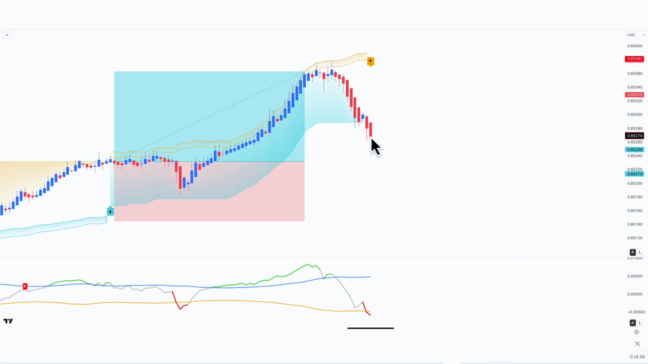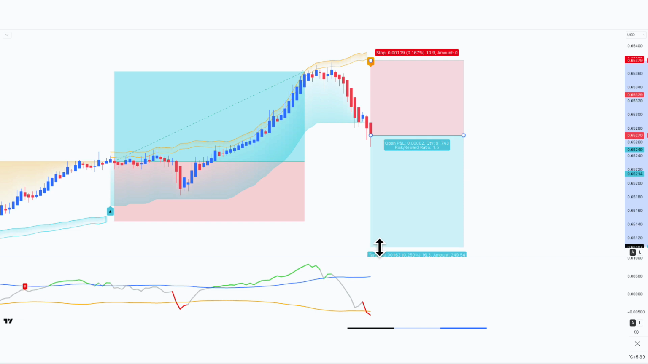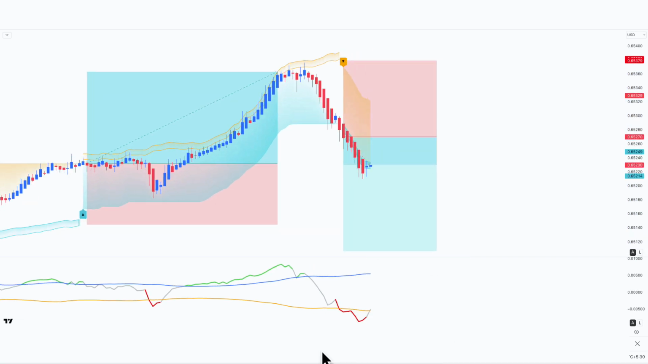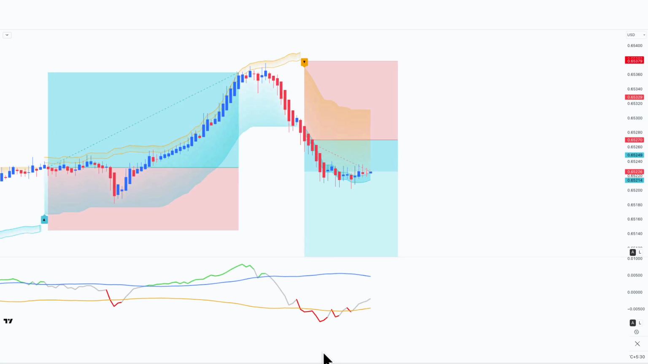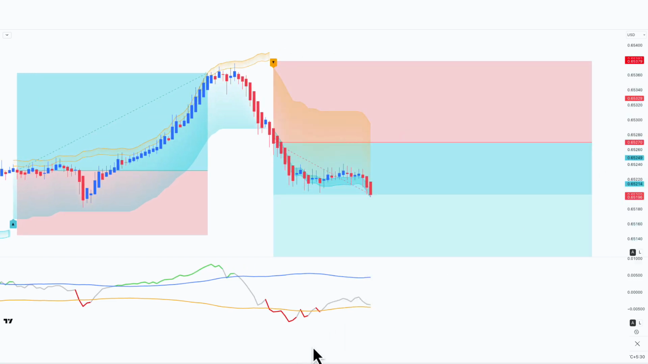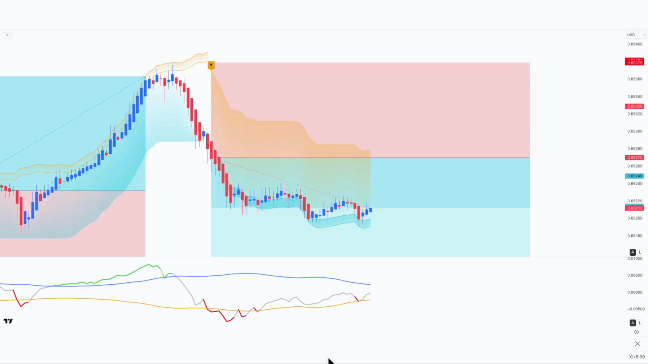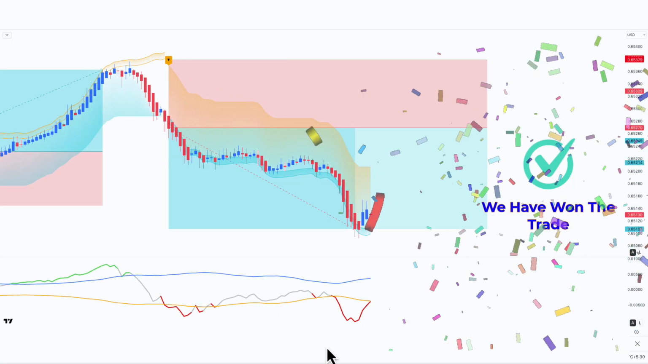Our stop loss is to be placed at the previous high of the market, and the risk-to-reward ratio will be 1:1.5. Let's see what happens to our trade. Our trade is running in profit. We have won the trade.